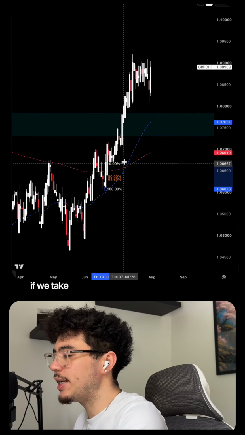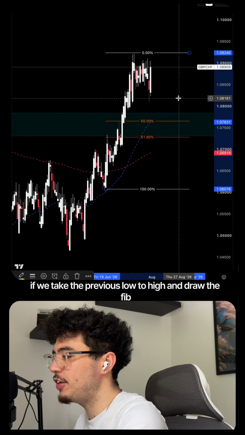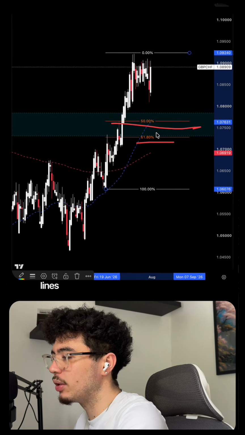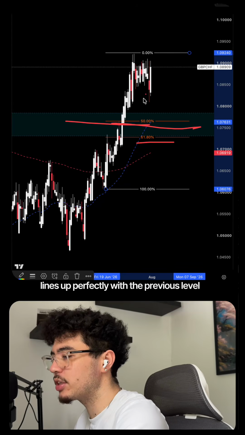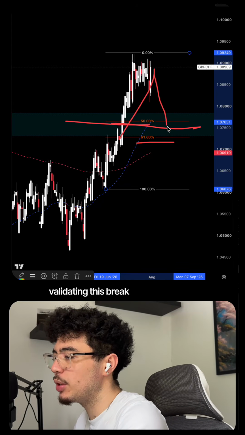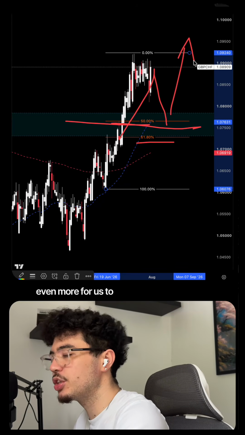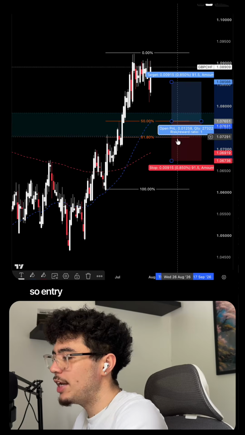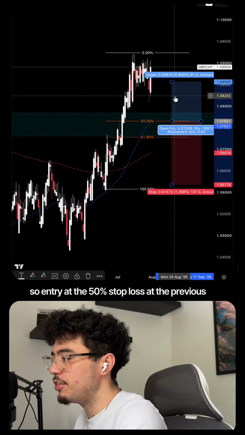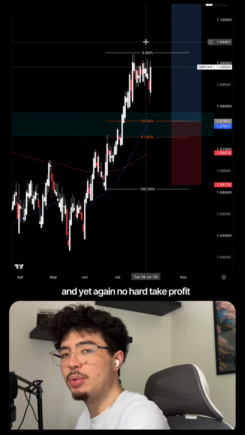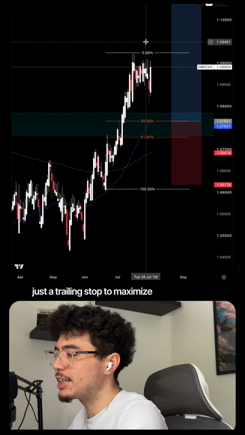So as always, if we take the previous low to high and draw the fib, what we can see is this fib zone lines up perfectly with the previous level of structure, validating this break and retest pattern even more for us to see a continuation higher. So entry at the 50%, stop loss at the previous low, and yet again, no hard take profit, just a trailing stop to maximize the bullish move.